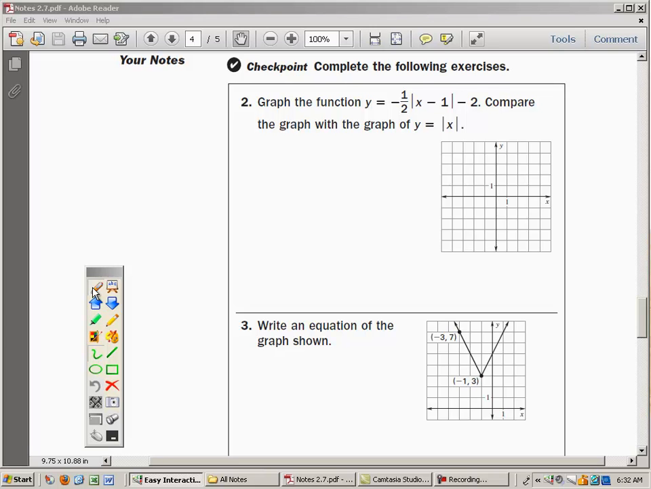Okay, so this number in the absolute value is going to be my horizontal translation. Since it says minus 1, we're going to do the opposite, and so that means we're moving it right 1. The minus 2 on the end says we're going to move it down 2, and the negative 1/2 tells me the slope of the right side is negative 1/2. In this case we're shrinking it and we're inverting it. We're going to reflect it across the x-axis because of the negative here.